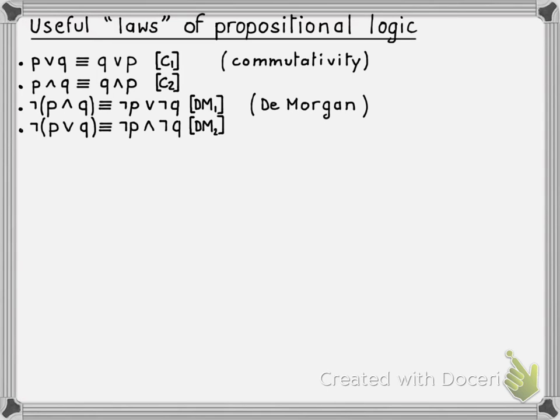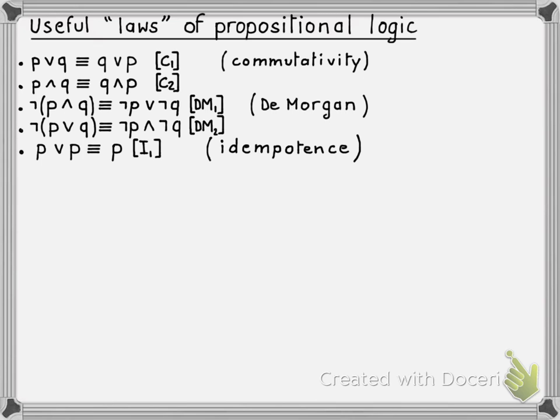The next law is, again, pretty intuitive. It says that P or P is logically equivalent to P. We call this the first law of idempotence. And what it states is that it doesn't matter how many times the same operand appears in a disjunction. You can always remove the redundant ones and just keep one of them. Indeed, if P is true, then clearly P or P is true, and if P is false, then clearly P or P is false.